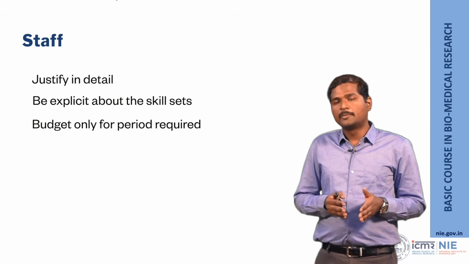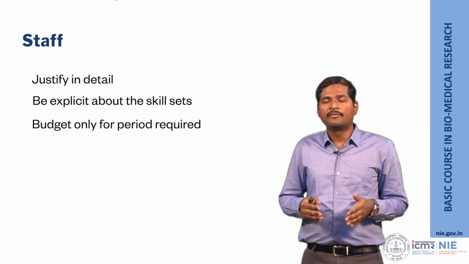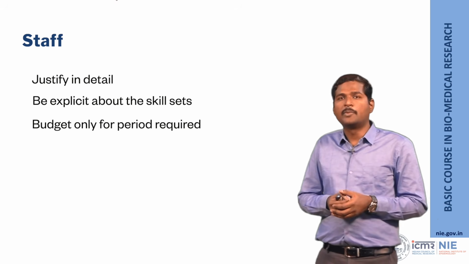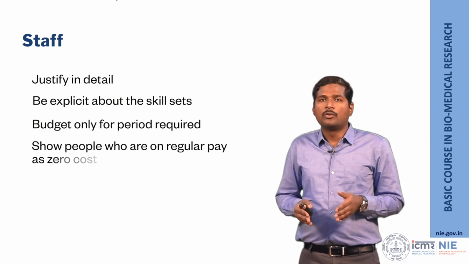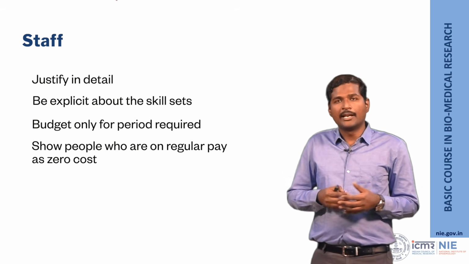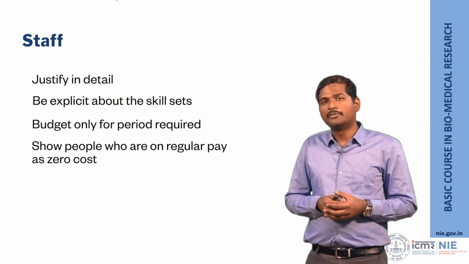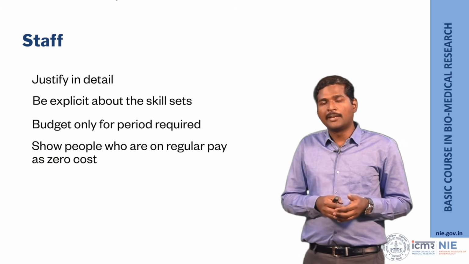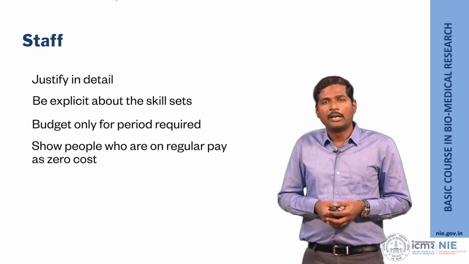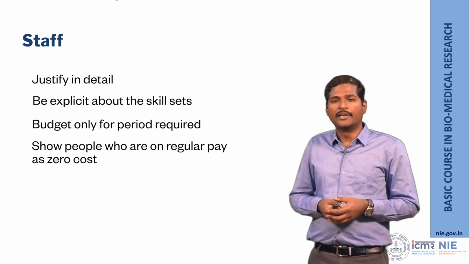Budget only for the period required. You may not require this particular staff member for the entire project duration. For example, you might need field workers only for the first 3 months or the first 6 months. So budget only for that particular period. Show people who are already on regular pay as zero cost. If your institution has an administrative person who will be assisting you in your project, but he is a regular employee of that institution, you can show that employee and put the cost as zero. This increases your chances of acceptance because it shows that you are willing to commit other resources as well.